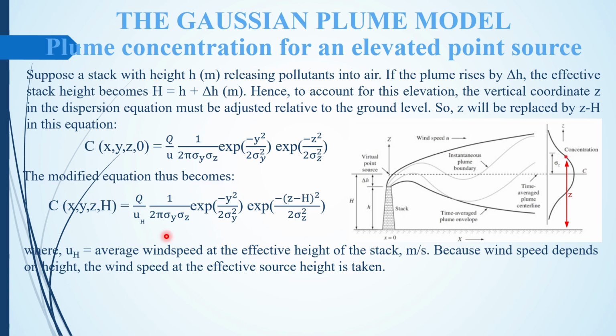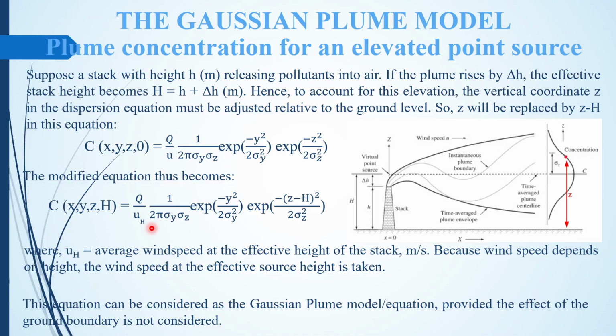So here one thing, u is replaced by UH, which is the average wind speed at the effective height of the stack, because wind speed depends on height. So the wind speed at the effective source height is given. You can rewrite UH as U bar also. So this equation can be considered as the Gaussian Plume equation. However, the effect of the ground boundary is not considered.